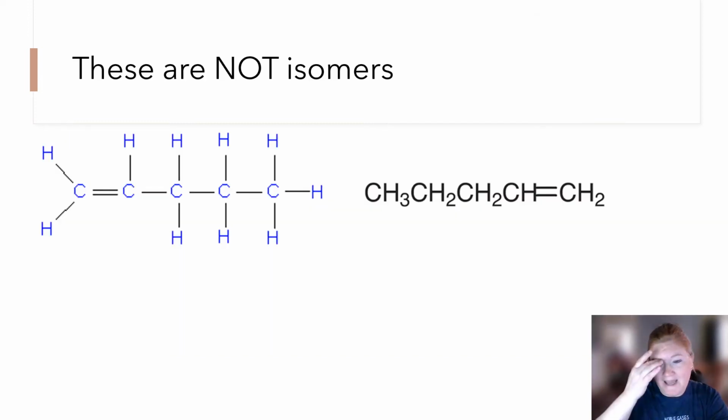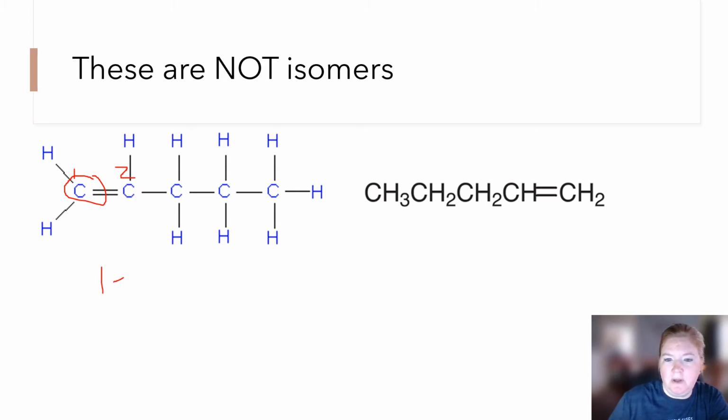Now, these two are not isomers, even though they might look it. They're both C5H10, same molecular formula. But why aren't they isomers? Well, we have to put an address for the bond, right? So we can number this 1, 2, 3, 4, 5. So it would be 1-pentene.